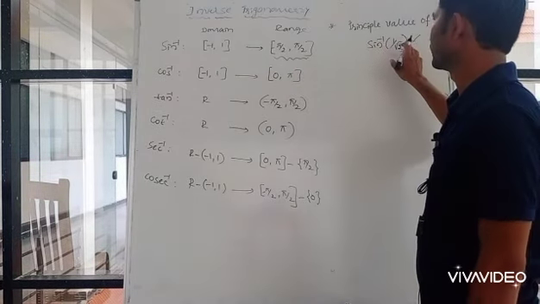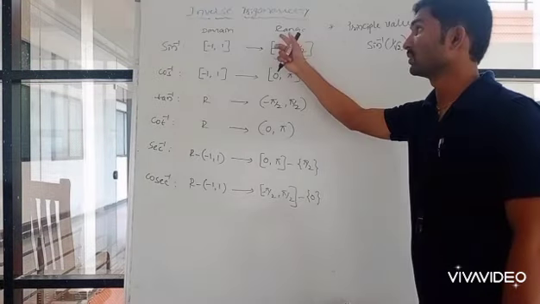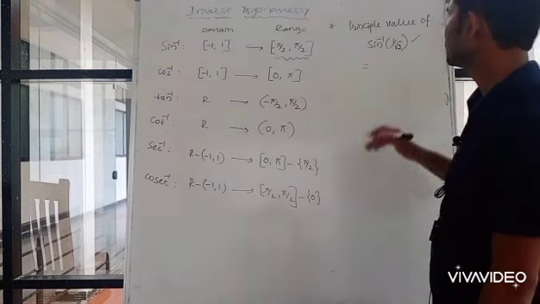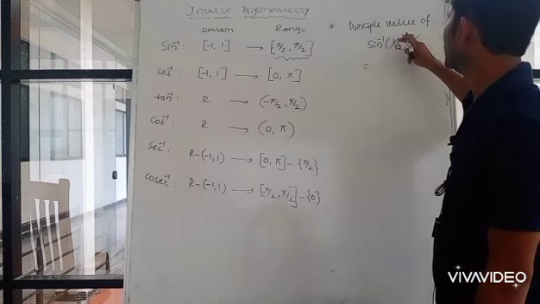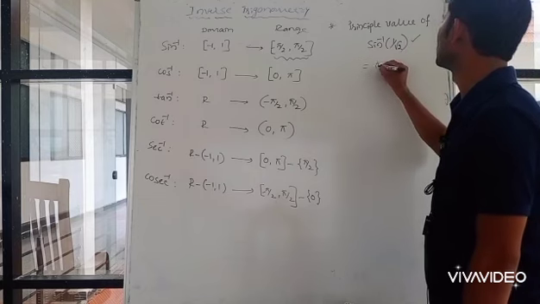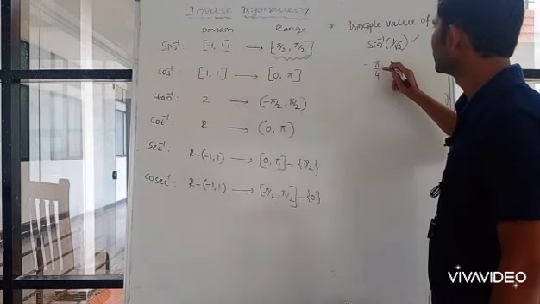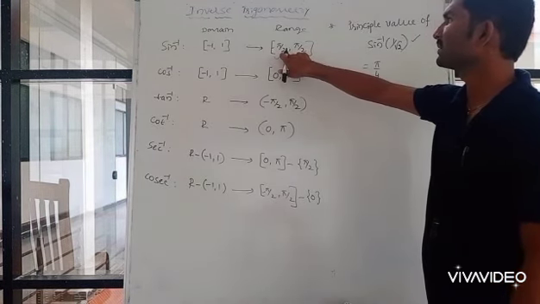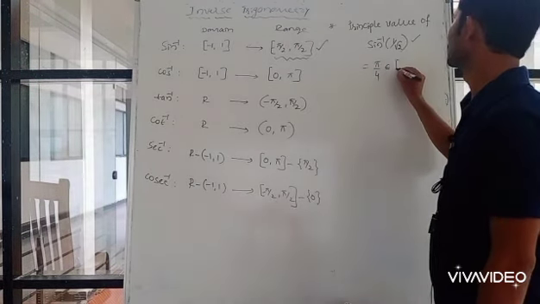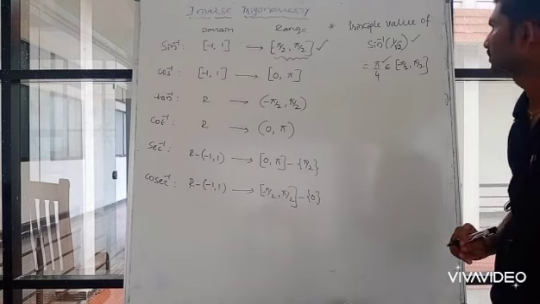Whatever value we write for this must lie in the closed interval minus pi by 2 to plus pi by 2. We know the table value: sine inverse of 1 by root 2 is the angle whose sine is 1 by root 2, which is pi by 4. Check whether pi by 4 lies between minus pi by 2 and plus pi by 2. Yes, it belongs to that interval. So the answer is pi by 4.